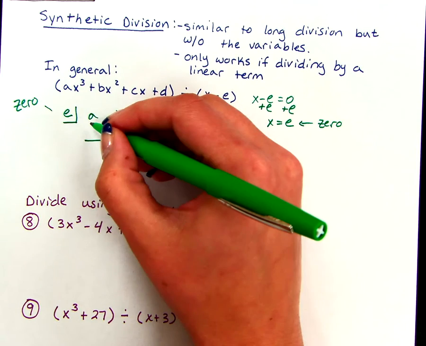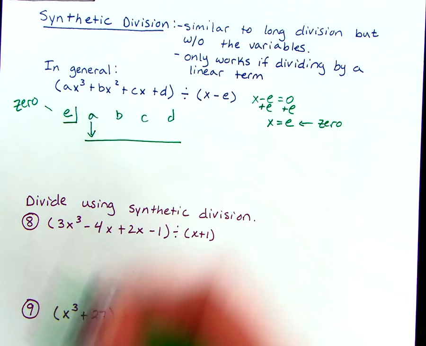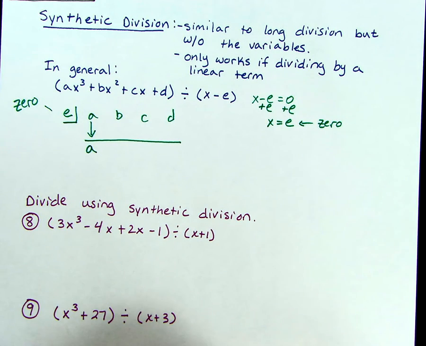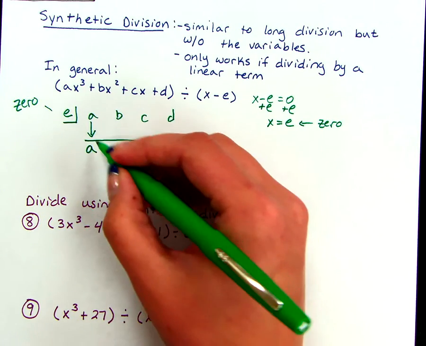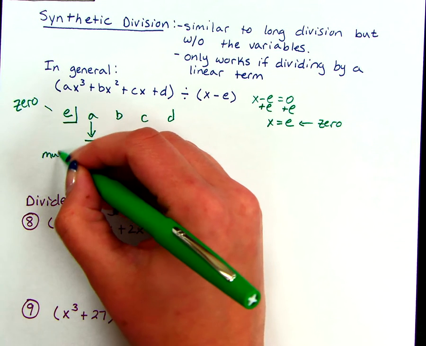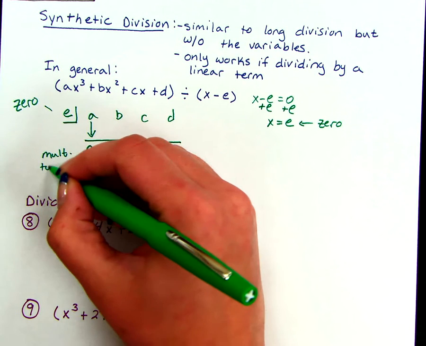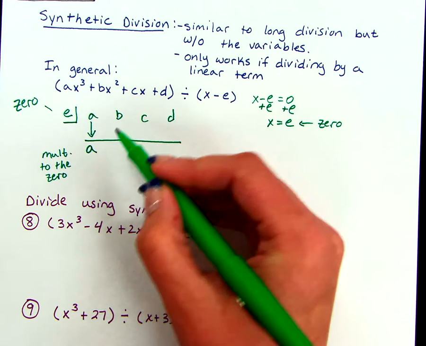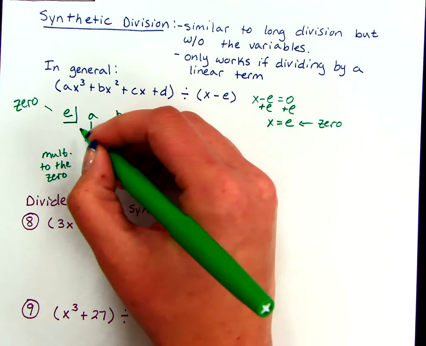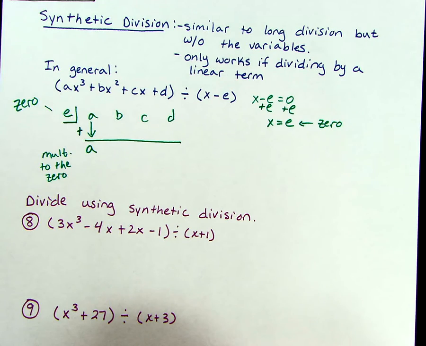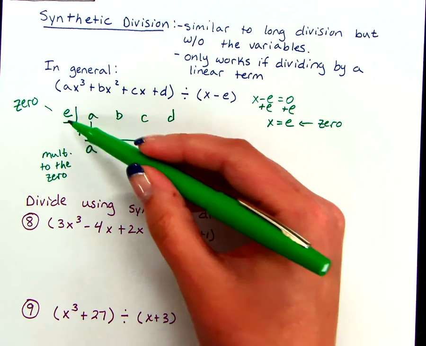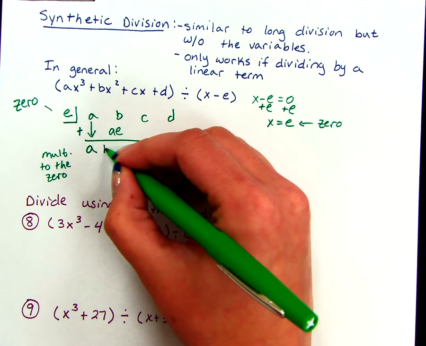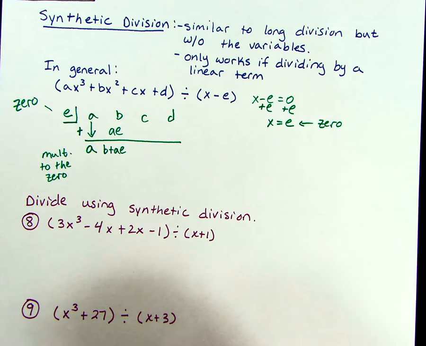Okay? So the first number, no matter what it is, is always going to come down. So this is going to be a, below the bar. And then we're multiplying. So anything below the bar, we multiply to the 0. Okay? And that's going to go here. Anything in between, we are adding together. Okay. So a times e is ae, and then we would add those together. So this is b plus a times e.